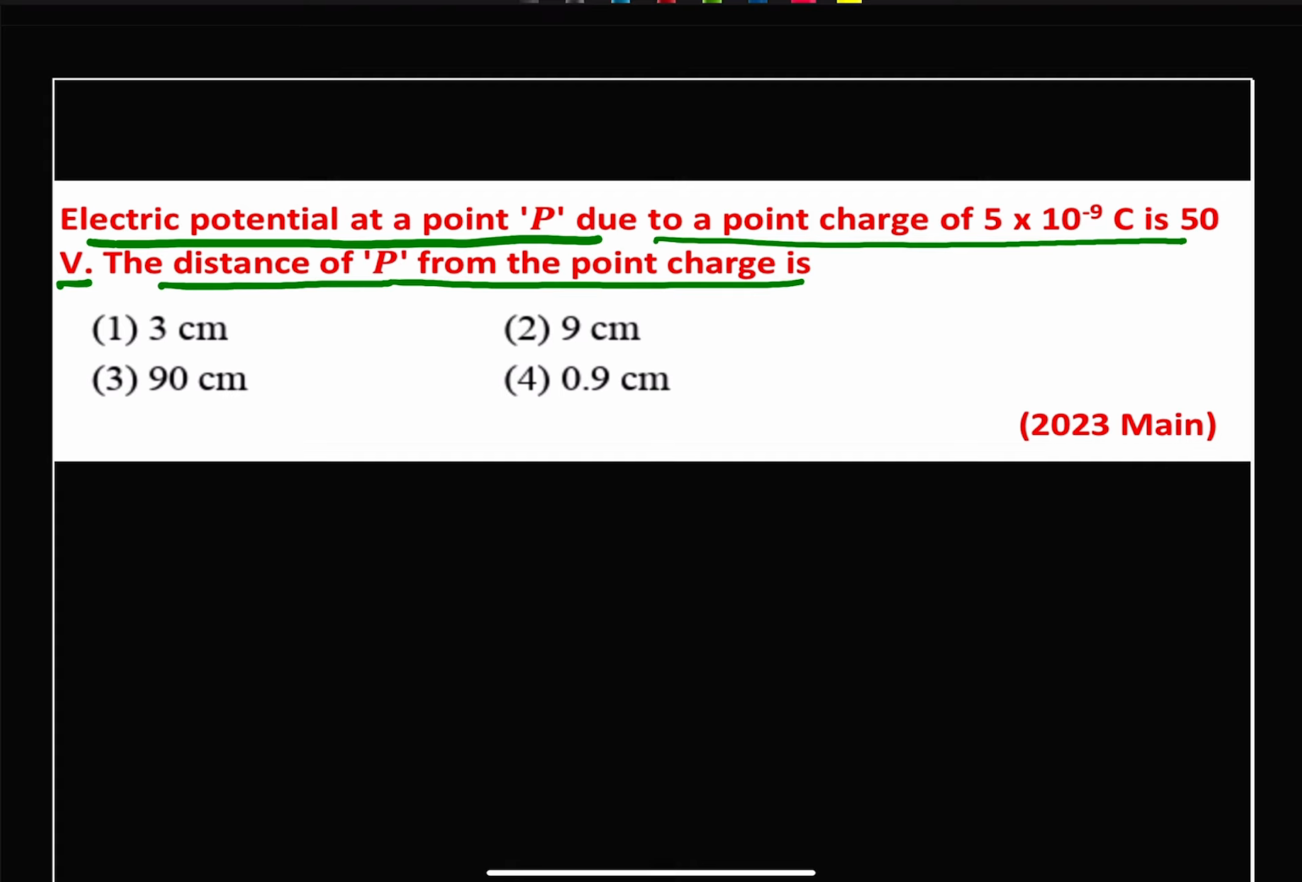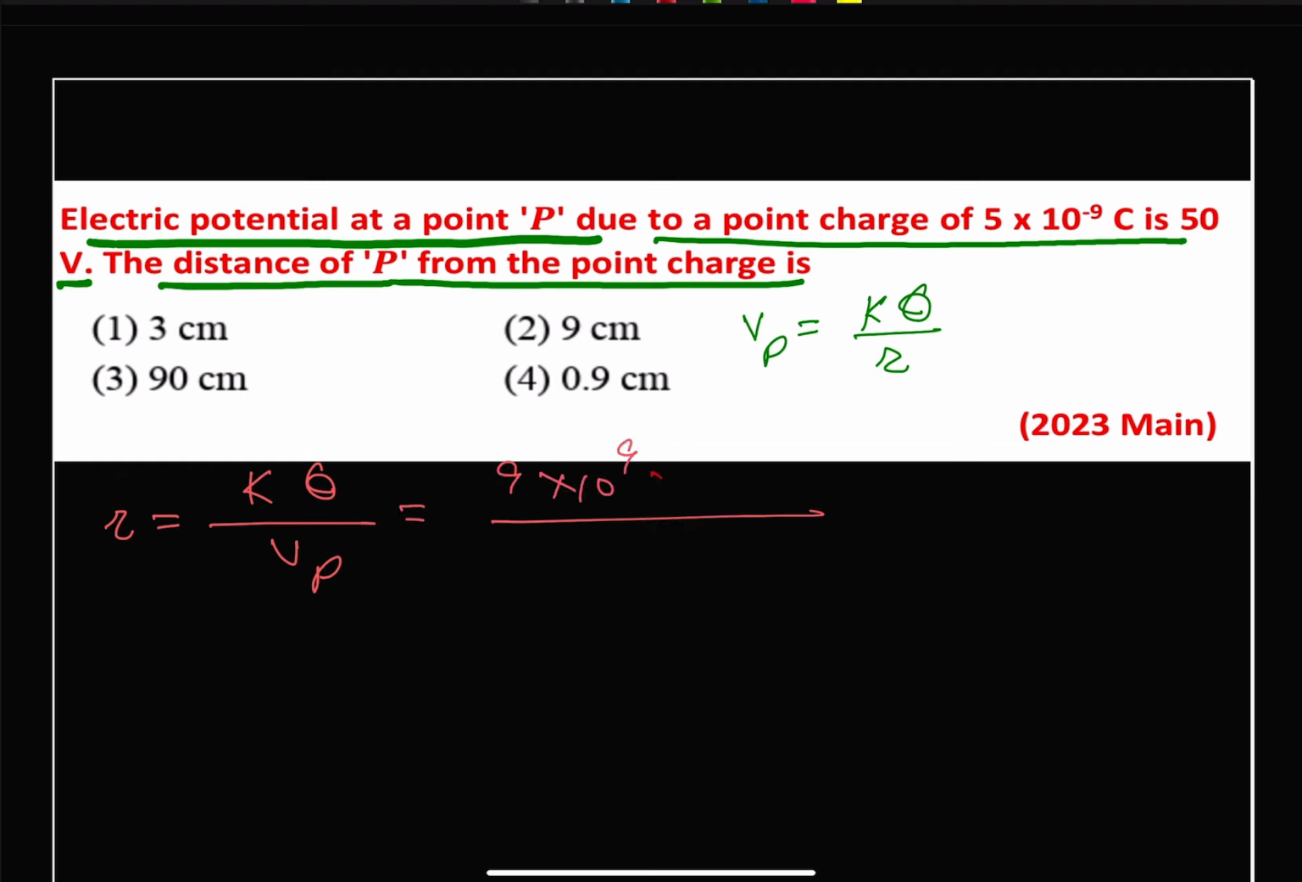We can say that the potential at point P, let us call that Vp, will be equal to K charge upon distance, that is our R. We need to find out our R. Therefore from here we can write our R will be equal to KQ upon Vp. K we know is our 9 into 10 to the power 9. Charge is given as 5 into 10 to the power minus 9, and voltage is given to us as 50. And this is quite straightforward now.